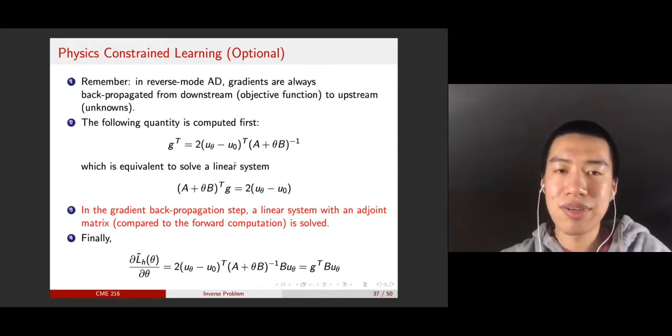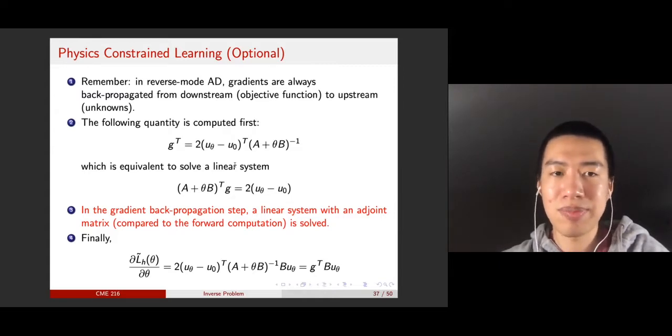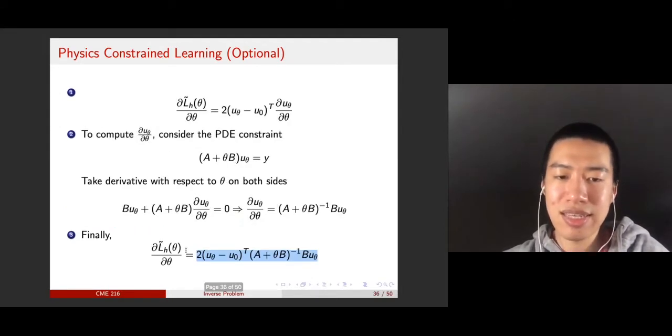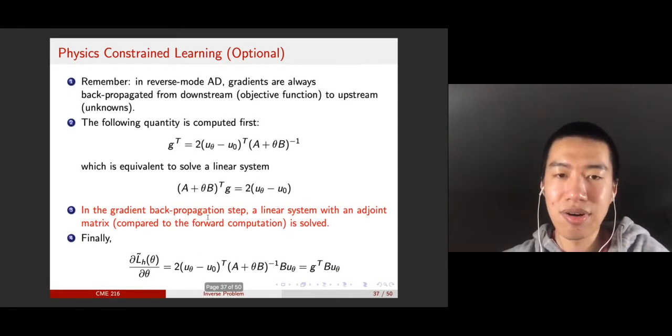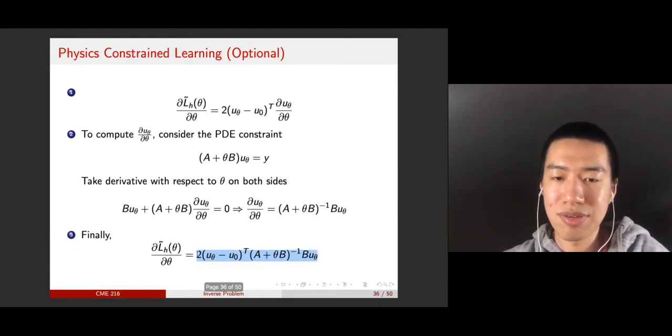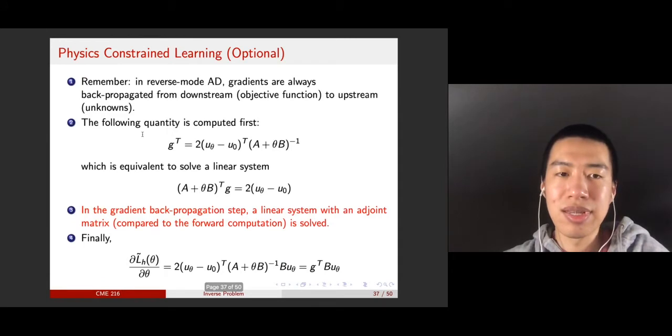Let's go back to the reverse mode AD. We already introduced the reverse mode AD, and in reverse mode AD, the gradients are always backpropagated from downstream, which is the objective function, to upstream, which is the unknown. In this case, the gradient should be backpropagated in the order from left to right. That is the order from downstream to upstream.